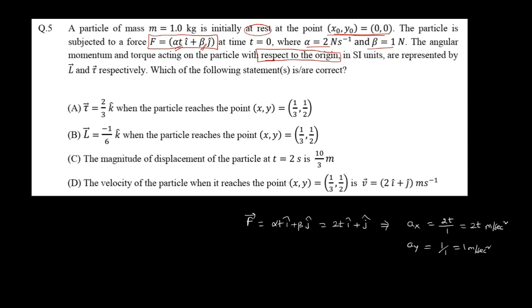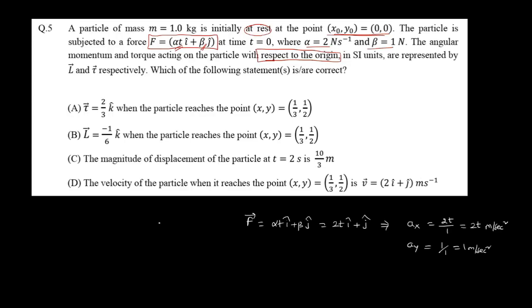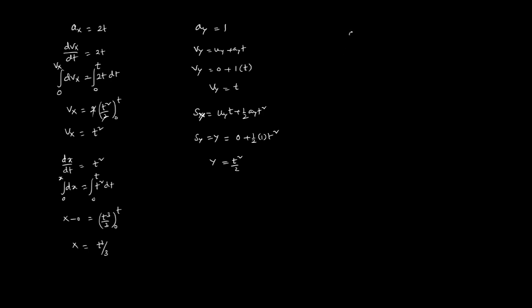So these two things we can do very easily, because we have already done something related to it. The question asks for the magnitude of the displacement of the particle at time t = 2 seconds. At 2 seconds, the displacement vector r bar is x i cap plus y j cap, which is nothing but t cube by 3 i cap plus t square by 2 j cap.